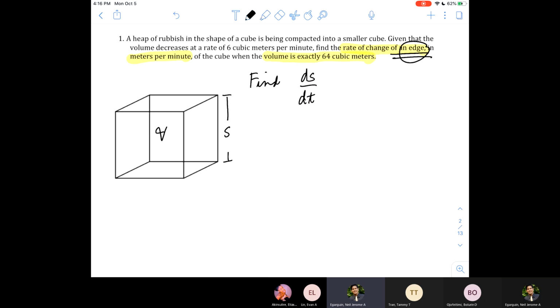So I can write here, we need to find ds over dt at the moment when the volume is exactly 64 cubic meters. Okay, so this is what is asked in the problem.